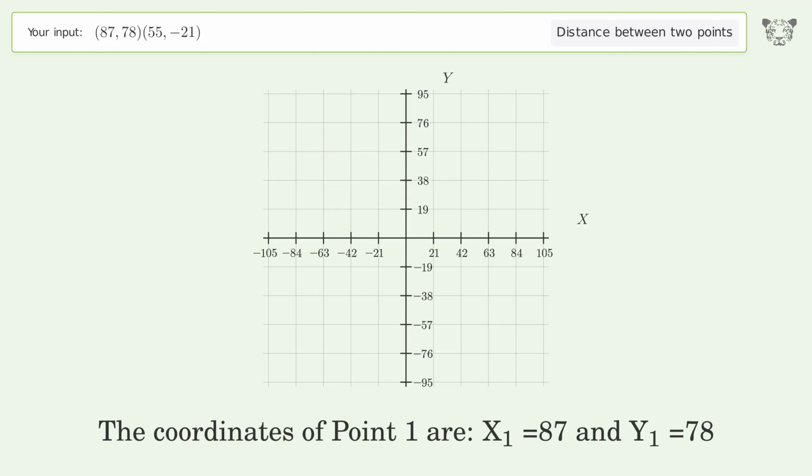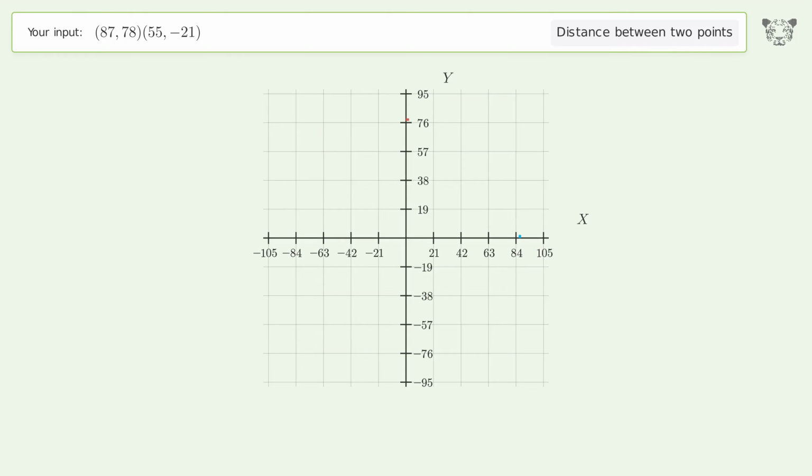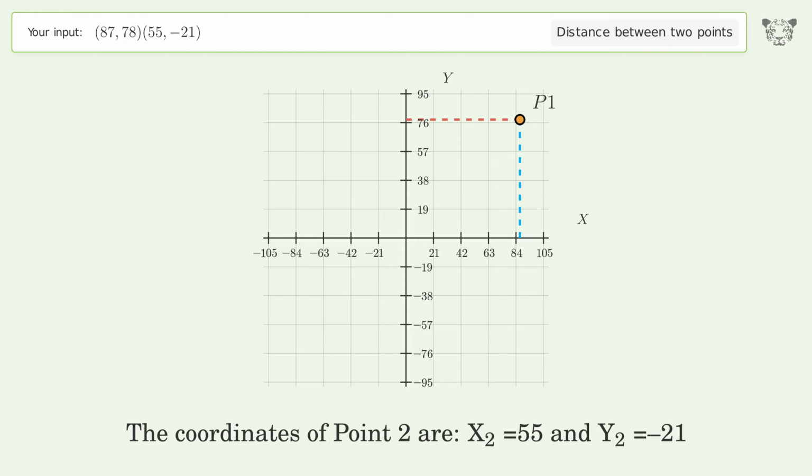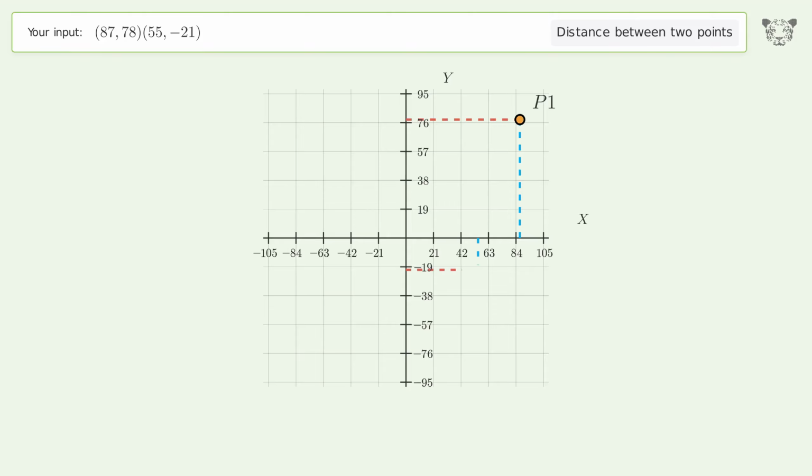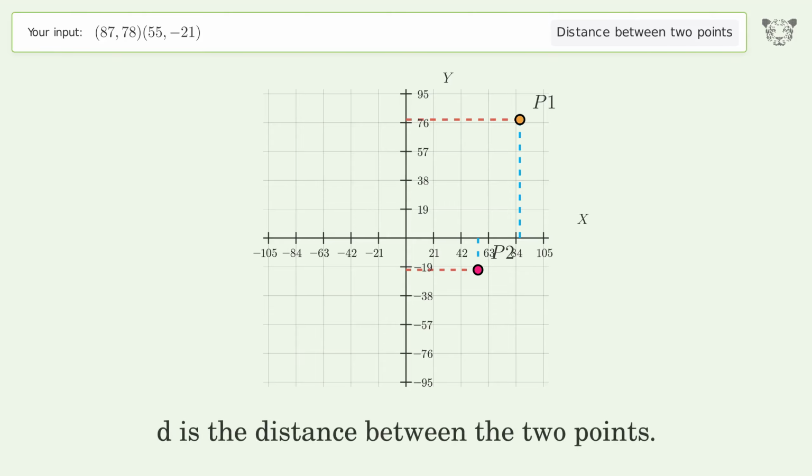The coordinates of point 1 are x1 equals 87 and y1 equals 78. The coordinates of point 2 are x2 equals 55 and y2 equals negative 21. D is the distance between the 2 points.